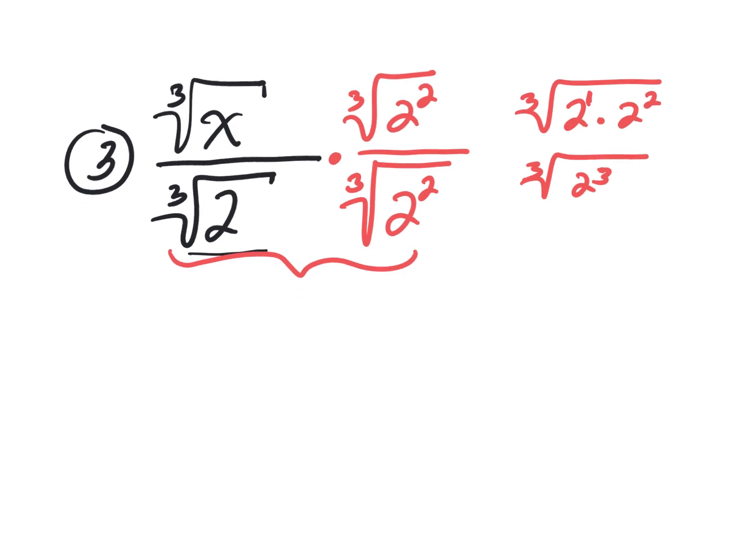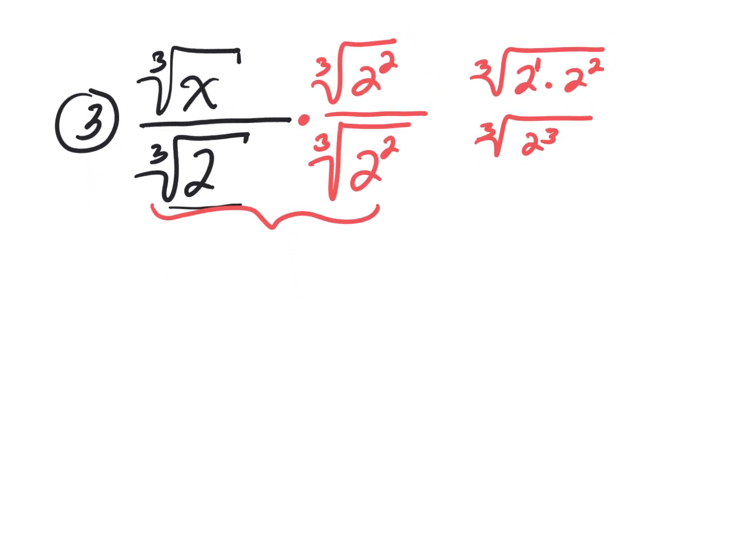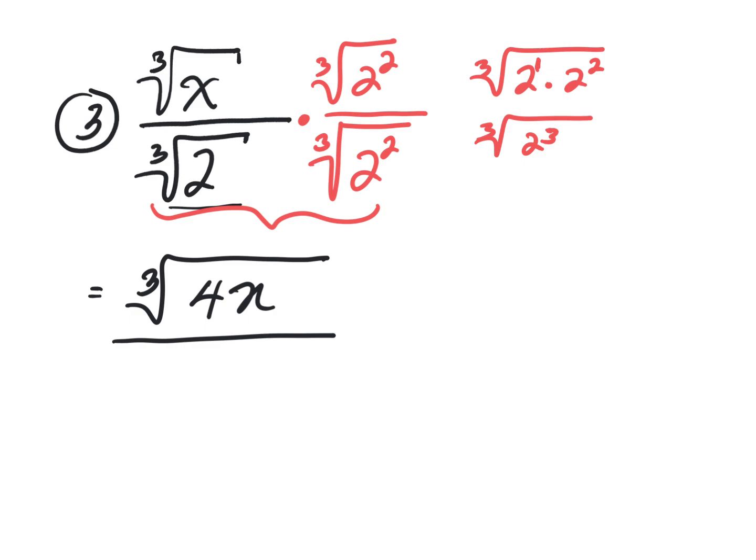Now let's proceed. Okay, let's just multiply them. So that's going to give you the cube root of 2 squared, which is 4, on the numerator. 4 and then x, and down is going to be 2. Okay, this is going to give you 2 cubed, just like what we have here.